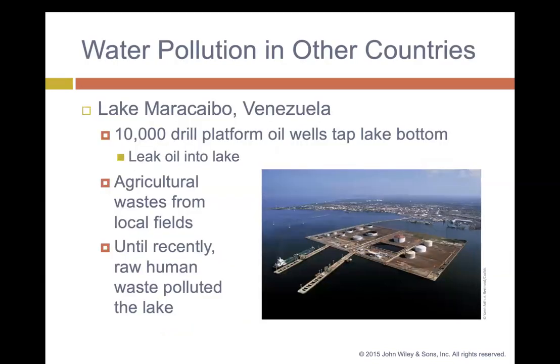Water pollution in other countries. So we have Lake Maracaibo in Venezuela. Its 10,000 drilled platform oil wells tap the lake bottom, and this can leak oil into the lake, and then agriculture waste from local fields can enter the lake. And until recently, raw human waste was actually polluting the lake as well.